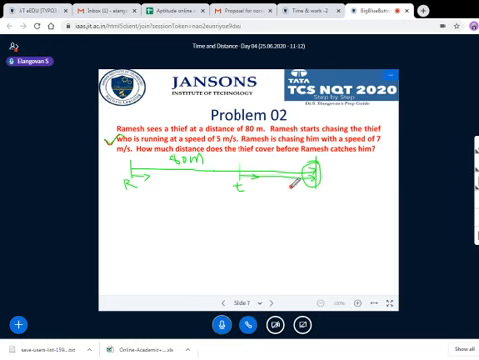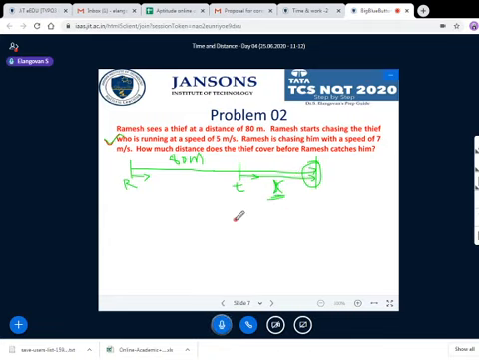Now what is the question? How much distance does the thief cover before Ramesh catches him? So what is the distance covered by the thief? This distance, correct? This we need to find out. So I am taking this as x. Ramesh is running 80 meters plus x meters to catch the thief, and the thief is running x meters. Now we need to find out x.